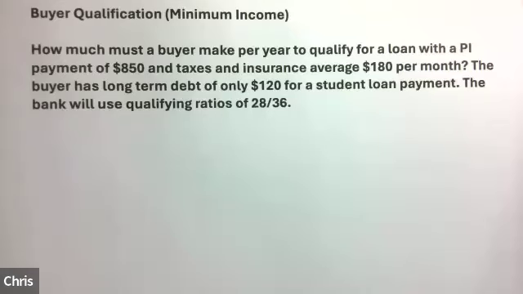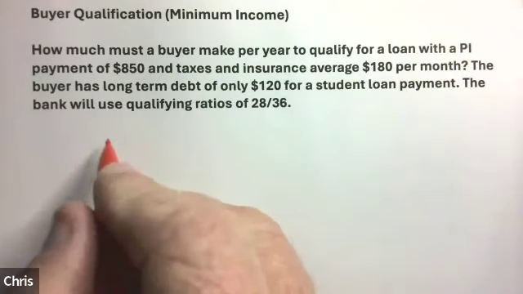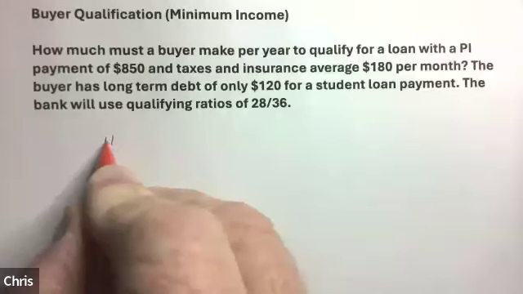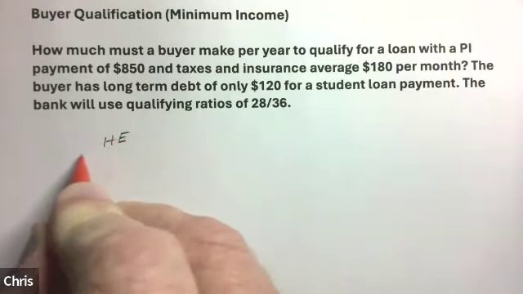Okay, here's another example of the minimum income question. A couple of tricks in this one, though. How much must a buyer make per year to qualify for a loan with PI payment of $850, taxes and insurance average $180 per month? Buyer has long-term debt of only $120 for a student loan payment. Bank will use qualifying ratios 28/36. So when I'm looking at this, I see a lot familiar, but there's one thing that's a little bit tricky about this one. So as usual, I set up my T-bars.